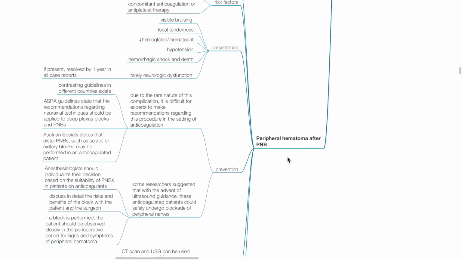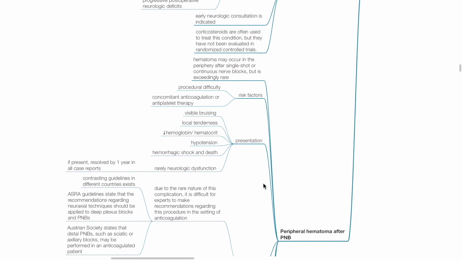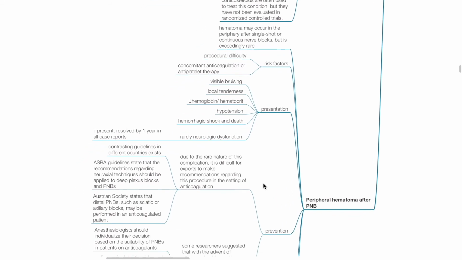Peripheral hematoma after PNB. Hematoma may occur in the periphery after single-shot or continuous nerve blocks, but is exceedingly rare. Risk factors include procedural difficulty and concomitant anticoagulation or antiplatelet therapy. The patient may present with bruising, tenderness, hypotension, reduced hematocrit or hemoglobin, hemorrhagic shock and death, and rarely neurologic dysfunction. If neurologic dysfunction is present, all are resolved by 1 year in all case reports.